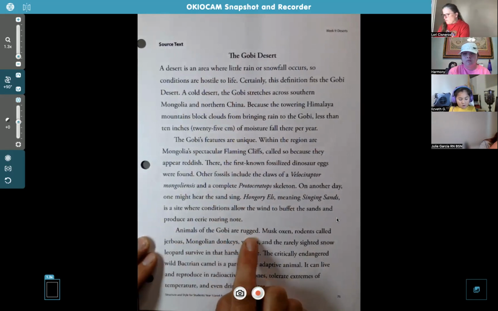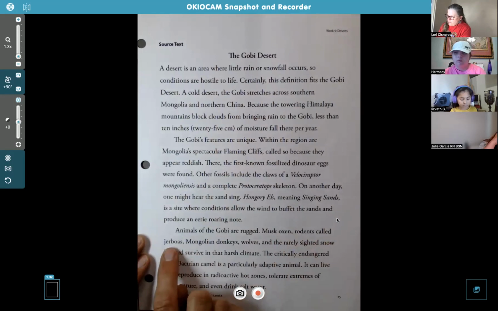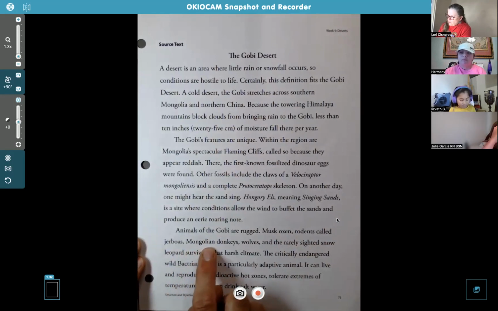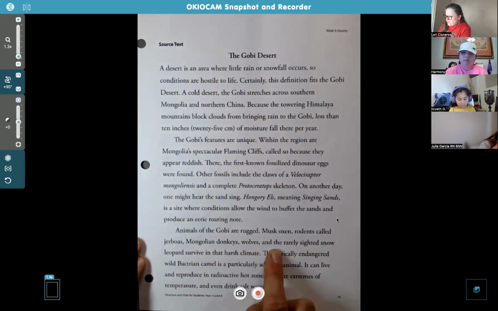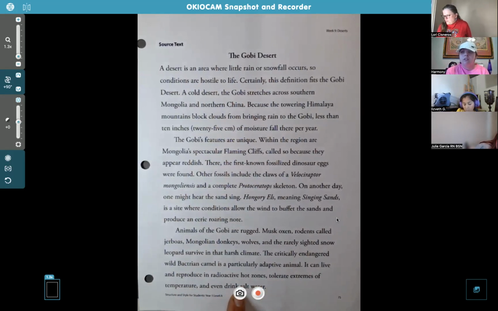Animals of the Gobi are rugged. Musk oxen, rodents called gerbils, Mongolian donkeys, wolves, and the rarely sighted snow leopard survive in that harsh climate. The critically endangered wild Bactrian camel is a particularly adaptive animal. It can live and reproduce in radioactive hot zones, tolerate extremes of temperature, and even drink salt water.